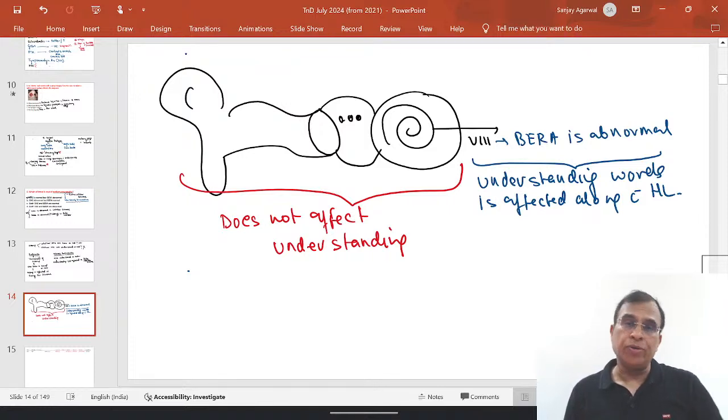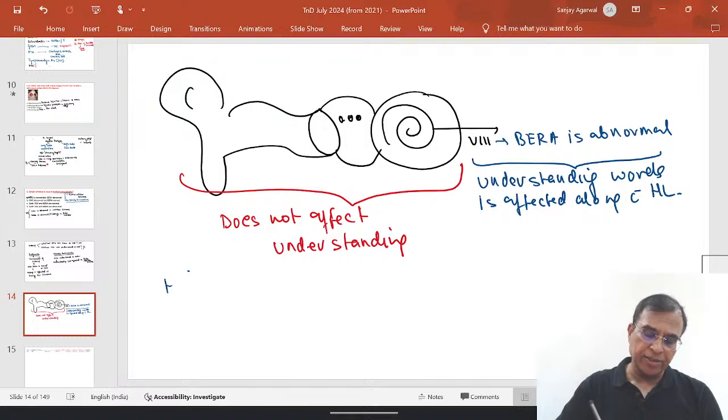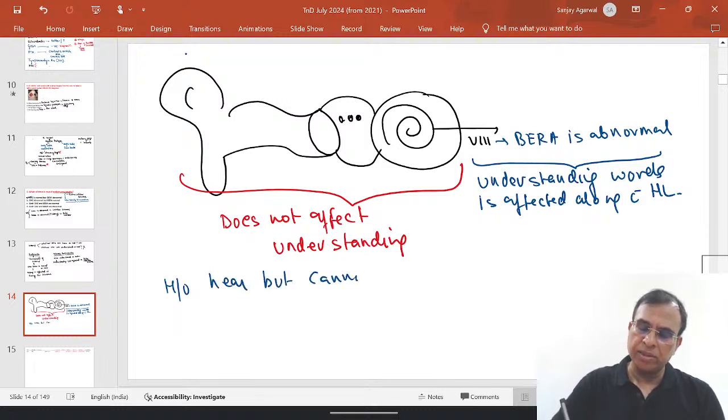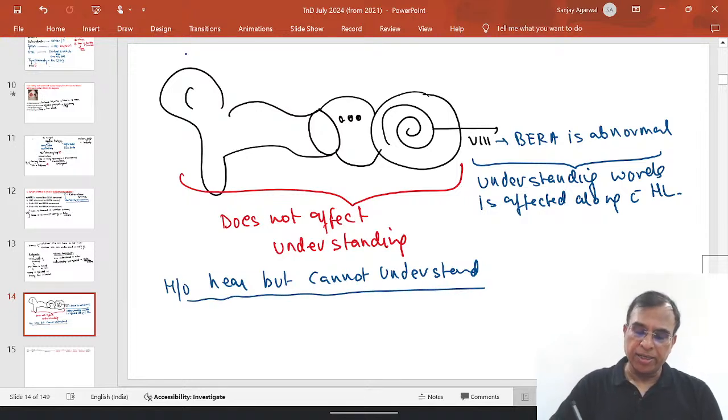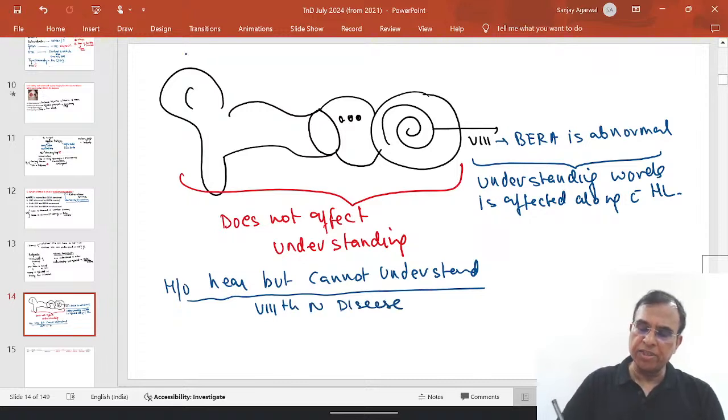So, I hope you understand this point. If there is a history, as he is saying, of any person, not only a child, anybody who can hear but cannot understand, then this is most likely an eighth nerve disease, and you can find this out with speech audiometry.